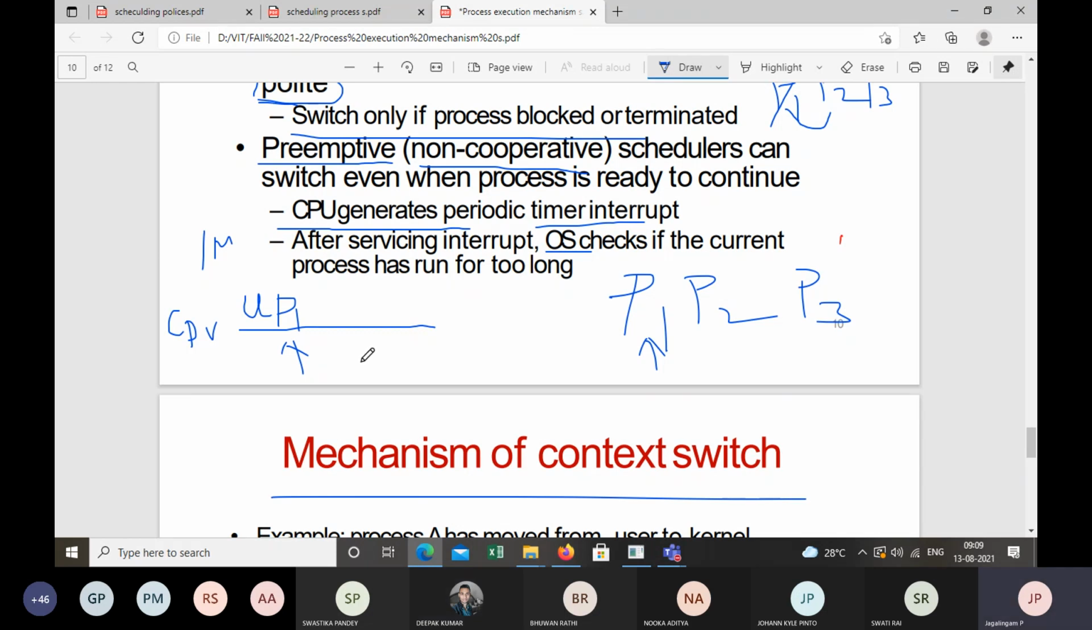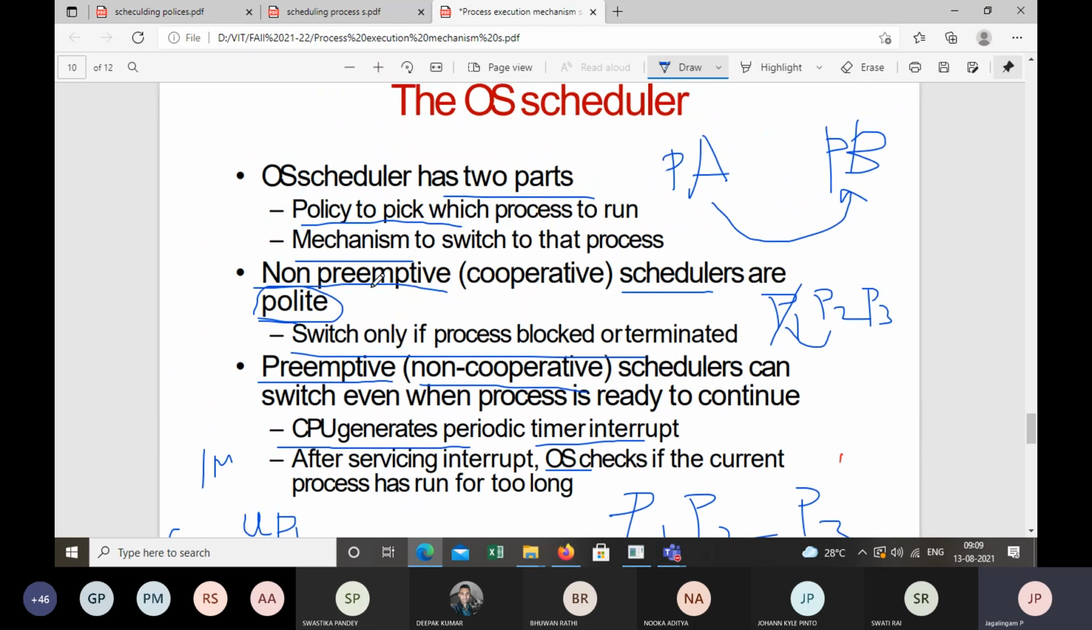So these are the two different schedulers. One is non-preemptive, the other one is preemptive. Does everyone understand the difference between these two? In the case of preemptive, the CPU interrupts after a certain period of time. In the case of non-preemptive, the switch happens only when the process cannot run.